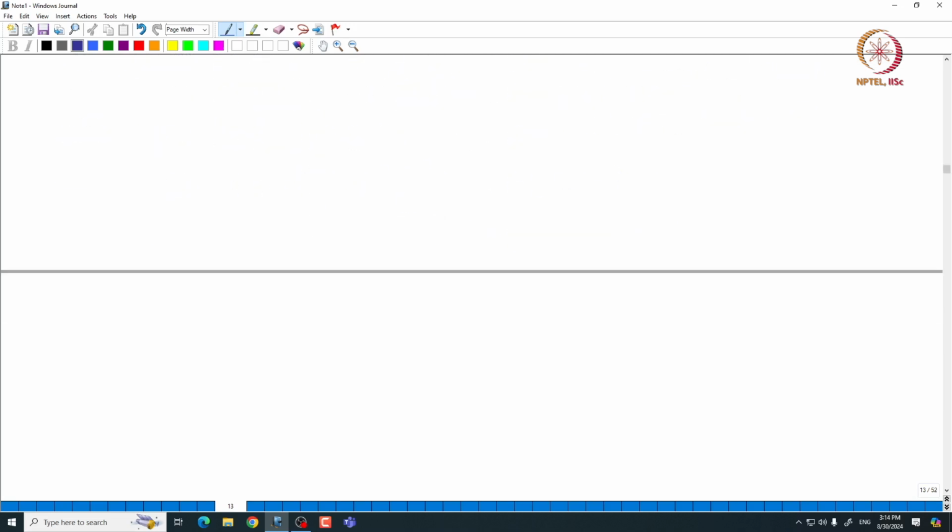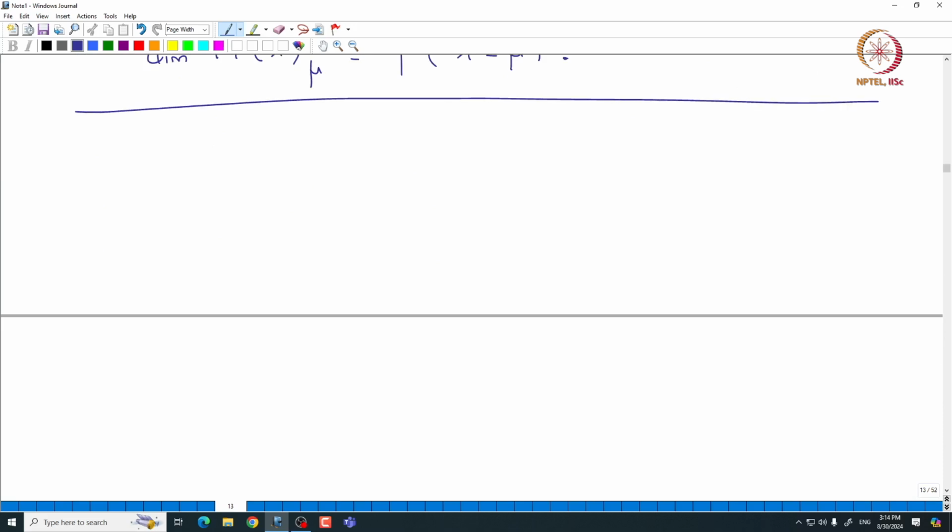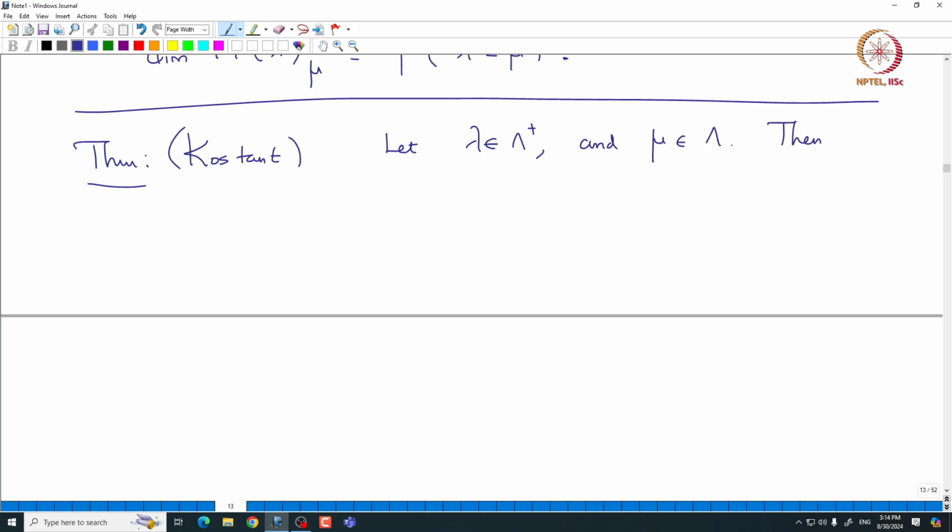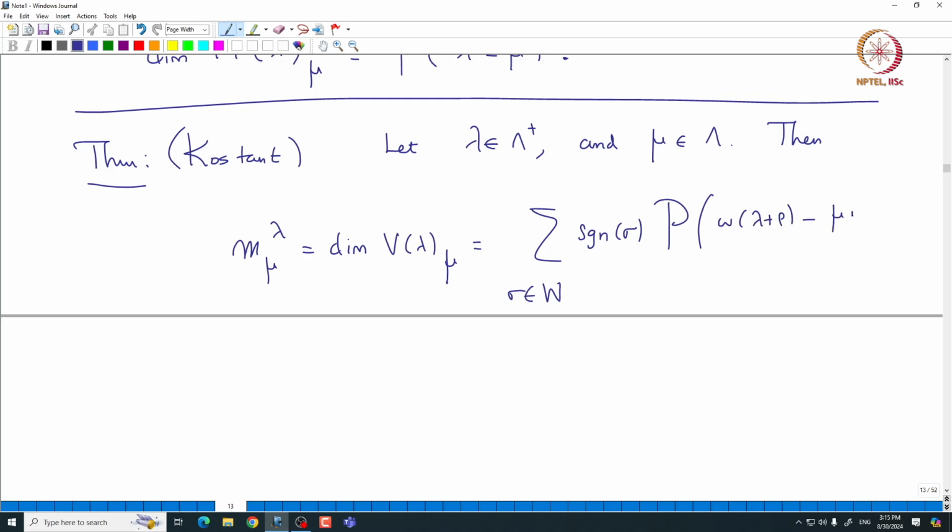Now let us state the multiplicity formula. Here is the Kostant multiplicity formula. Let us call it a theorem, due to Kostant. Let lambda come from the set of dominant weights lambda plus, and mu from the weight lattice. We are interested in the multiplicity of mu in V of lambda, that means the number m mu lambda, which is by definition the dimension of V of lambda mu. This is given very explicitly by the following formula. You take the sum over sigma in W of the sign of sigma times the partition function of sigma of lambda plus rho minus mu plus rho. This is a very explicit closed formula for the multiplicity.